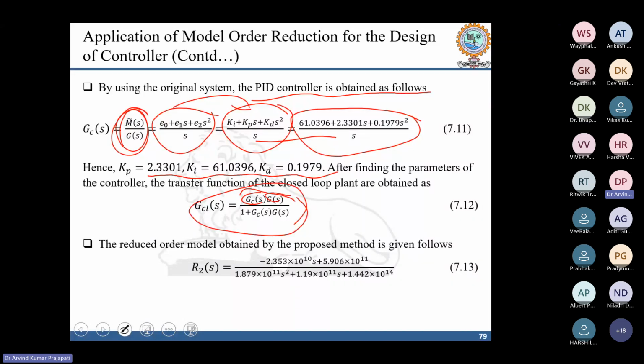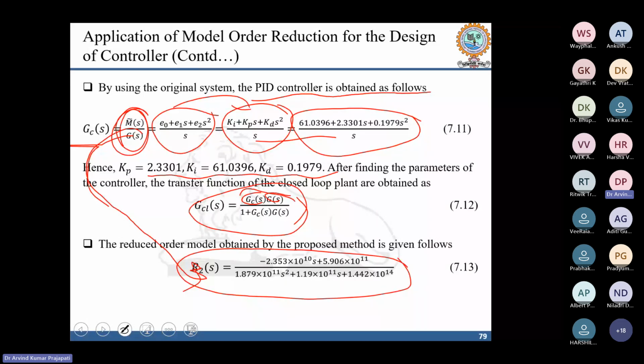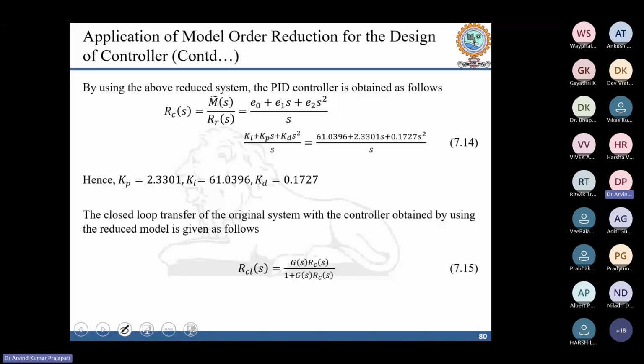Now the next step is to convert this original system into a reduced model. If you can convert this original system into a reduced model, then this reduced order model can be used to design the controller. Here I have used the same reference model, and instead of the original system we are using the reduced model, and this is the transfer function with Kp, Ki, Kd values. If you convert this into this form and then compare, you will get the Kp, Ki, Kd values.